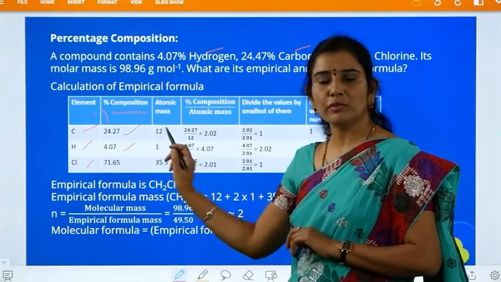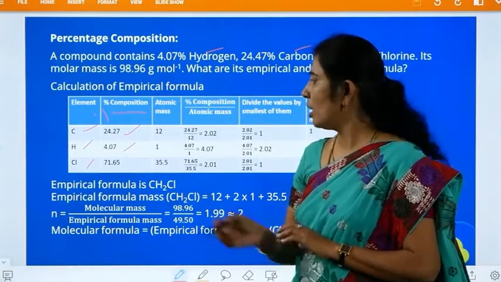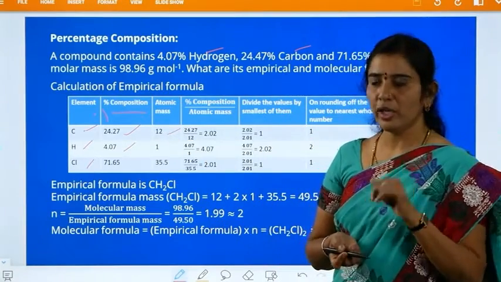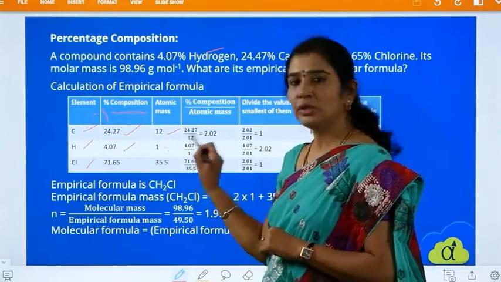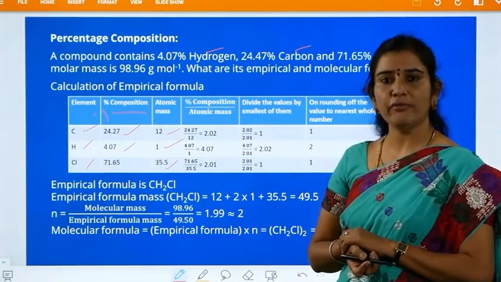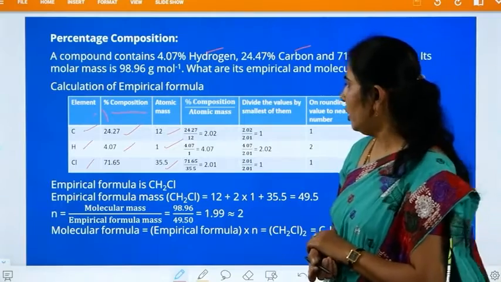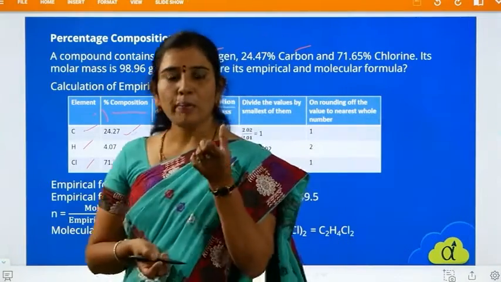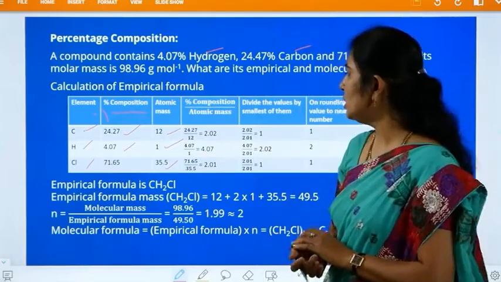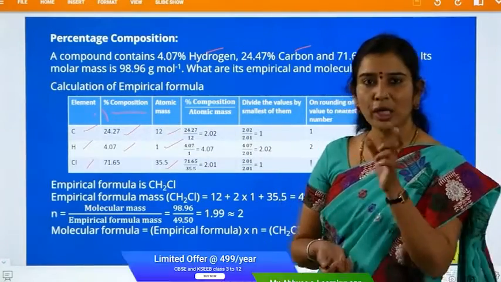Now, the third one is atomic mass. The respective atomic mass of the element you have to write here. Atomic mass of carbon, 12. You should remember that. Atomic mass of hydrogen, 1. Atomic mass of chlorine, 35.5. Right? Now, you have to calculate the ratio for each atom.